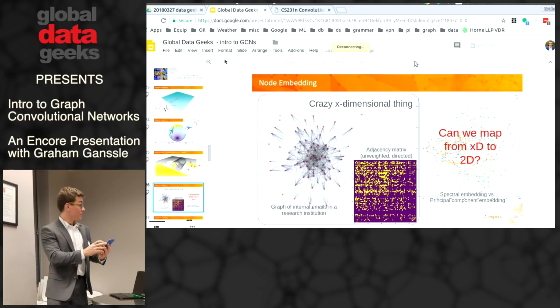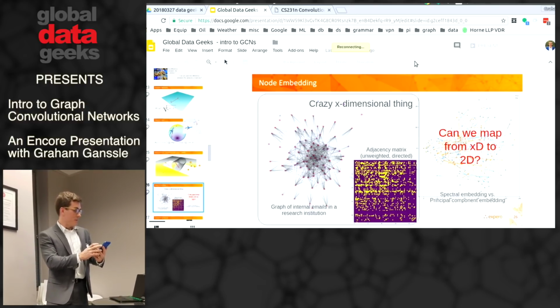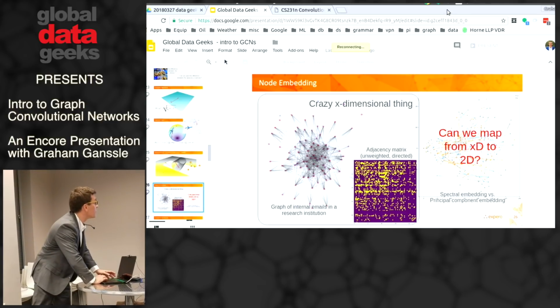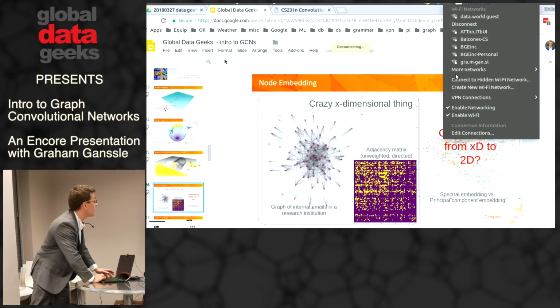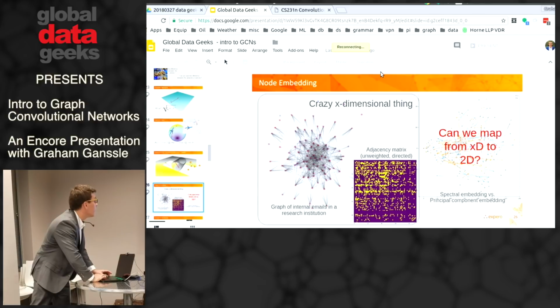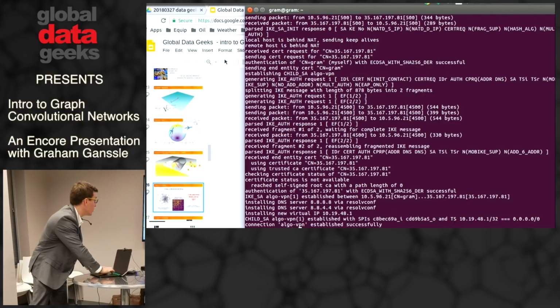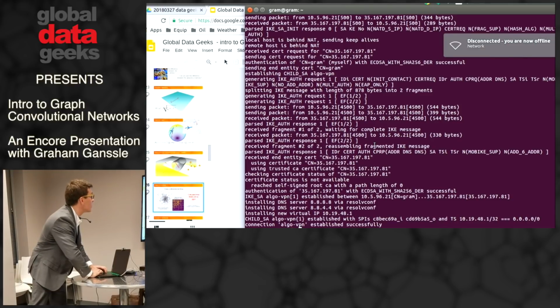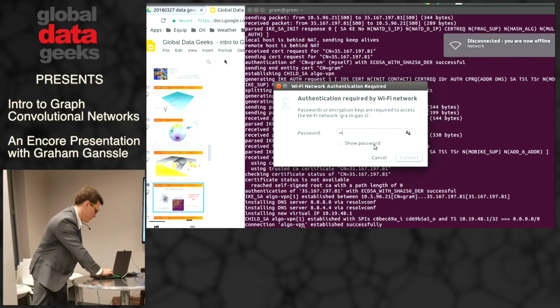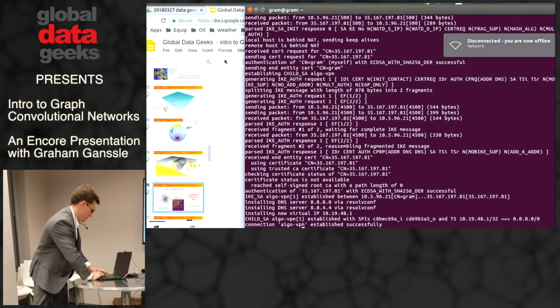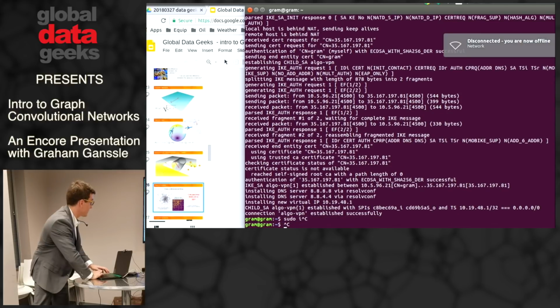That is a crazy x-dimensional thing, which is just some random graph that I had populated again, on my computer. It's awesome to do this when you can't see your, oh, hi. When you can't see your fingers.